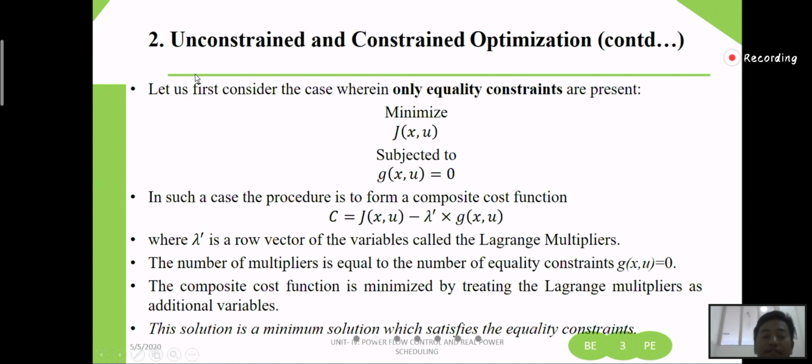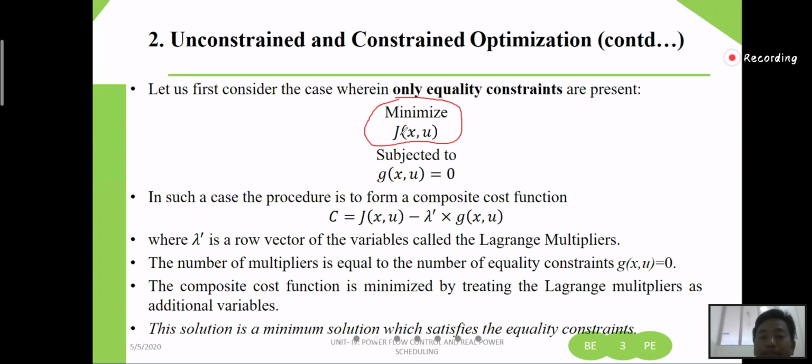Okay, so now first let us consider the case where there is only an equality constraint. Just now let's forget about the inequality constraint. Let us consider an optimization problem where there is only an equality constraint. So now what we have to do is minimize. Why are we minimizing? We want to make the cost as cheap as possible, right?